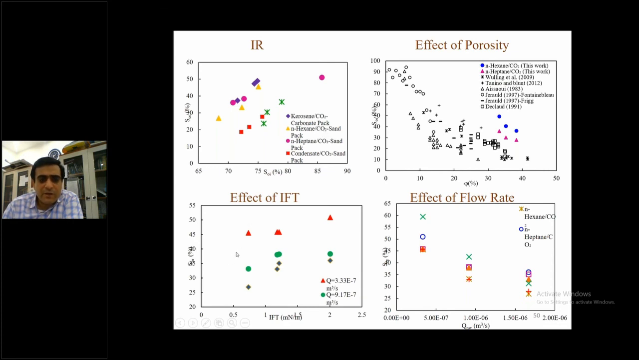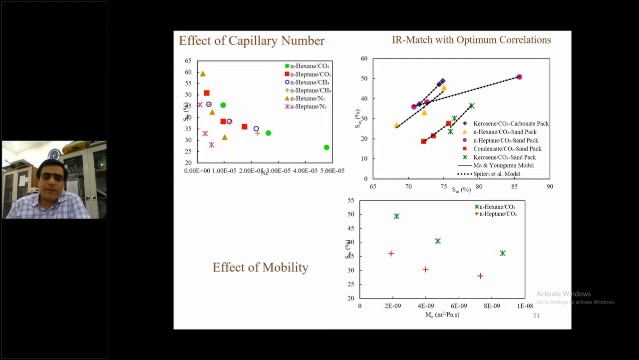The effect of IFT is shown below, and the effect of fluid as well below. These are the new data generated in the experiments in the laboratory and published in the journal paper recently. So I can show you the effect of capillary number, the match with optimum correlations. There are a number of correlations available for predicting the phase trapping. We have checked them, and we have tested them for our experiments. And here in the lower plot, you can see the effect of mobility using the normal hexane and normal heptane experiments.